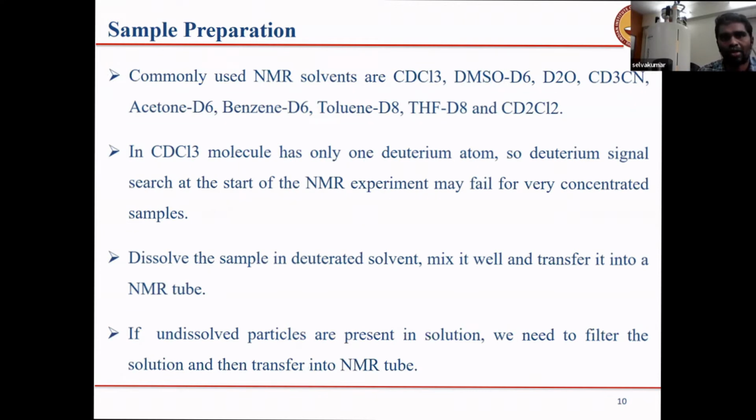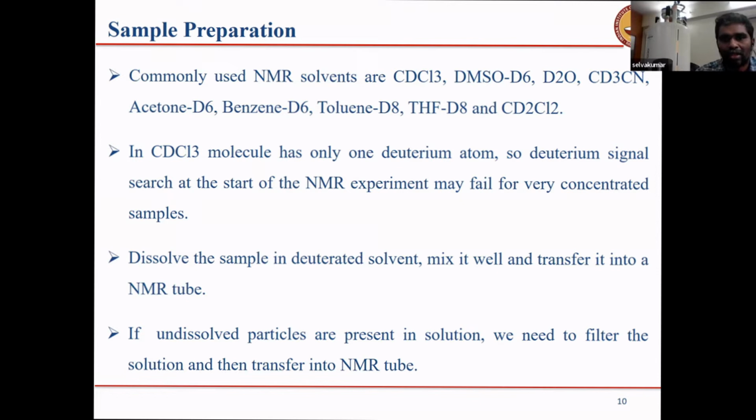Commonly used NMR solvents are CDCl3, which means deuterated chloroform, DMSO-d6, D2O, CD3CN, acetone-d6, benzene-d6, toluene-d8, THF-d8, and dichloromethane-d2. Most organic chemists use CDCl3 as a solvent, but CDCl3 has only one deuterium atom. So the deuterium search at the start of the NMR experiment may fail for very concentrated samples. So that's why we need to prepare a dilute solution. Our solution should be clear.